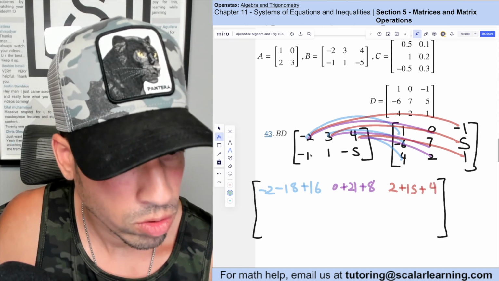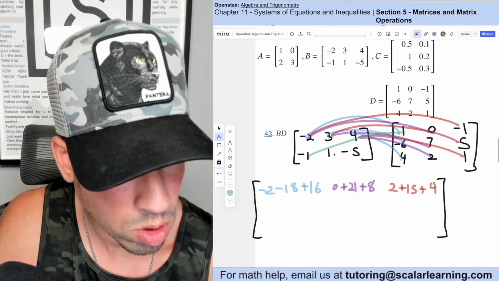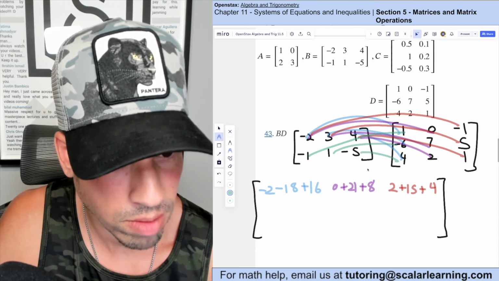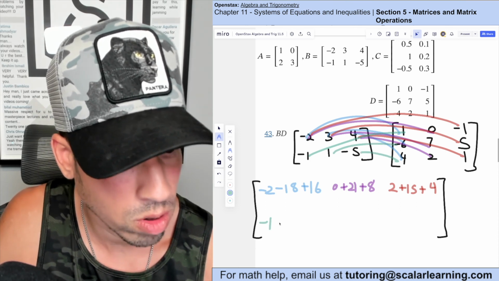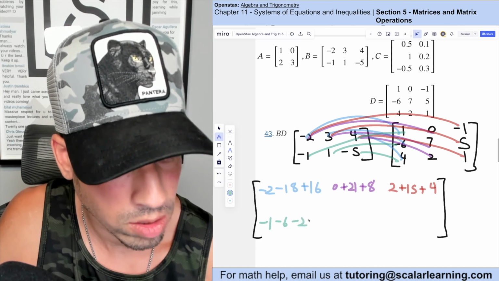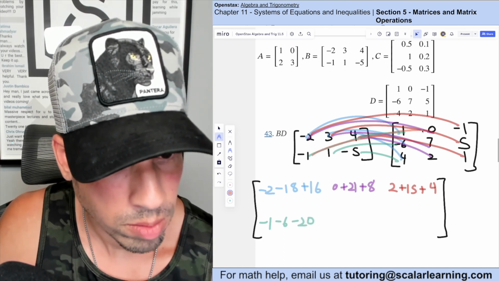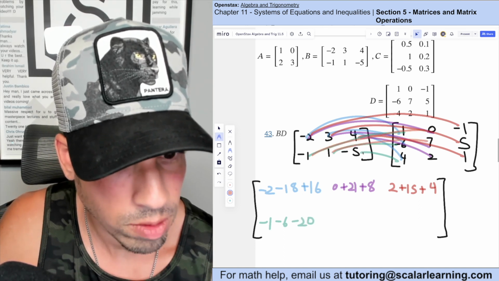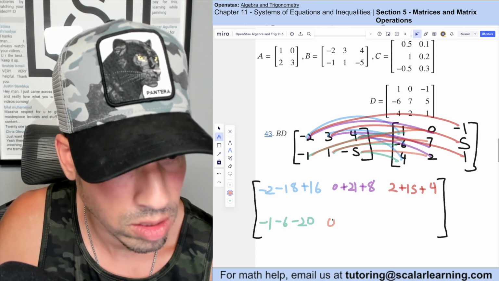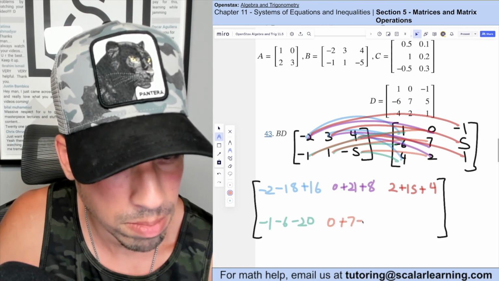And then we go to the second row. We got negative 1 times 1 plus 1 times negative 6 plus negative 5 times 4. That is negative 1 minus 6 minus 20. Then we got negative 1 times 0 plus 1 times 7 plus negative 5 times 2. So that is 0 plus 7 minus 10.